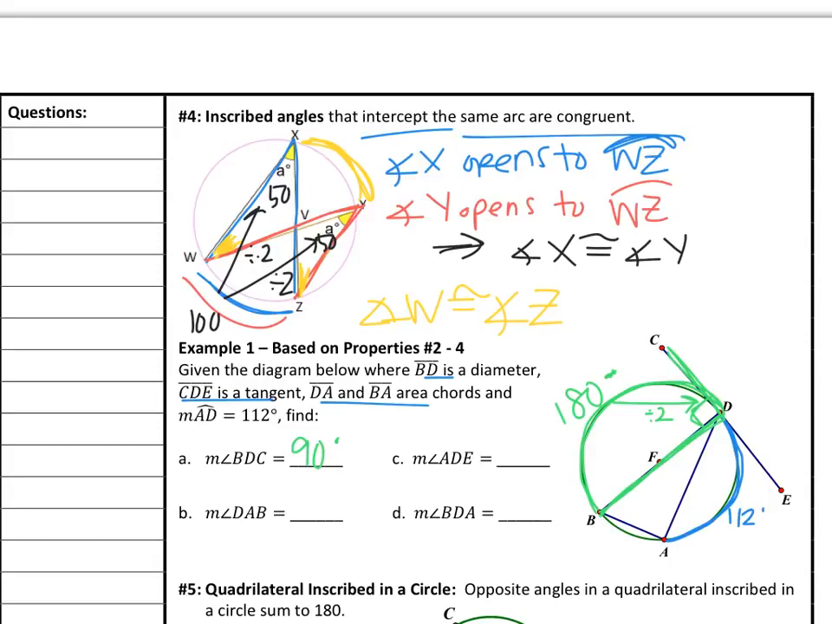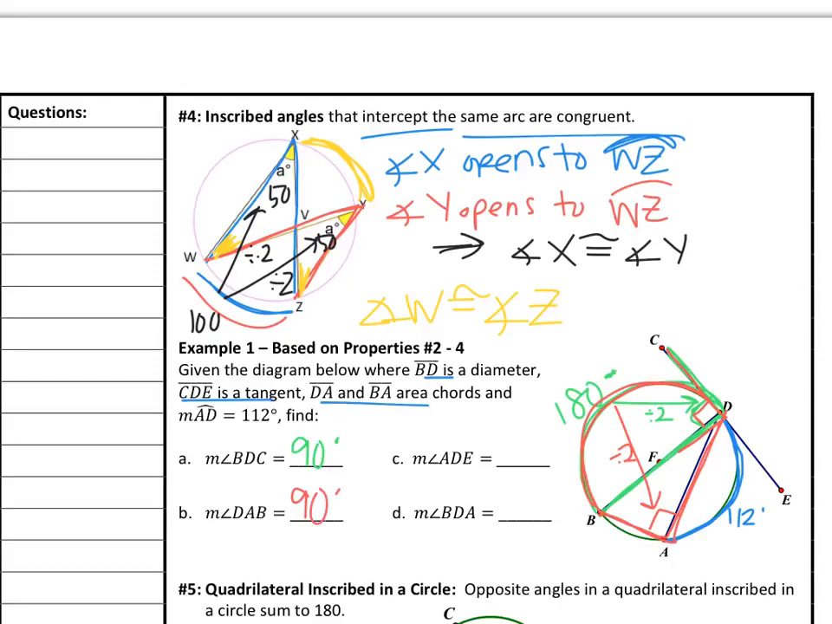The next one I need to find is angle DAB. D to A to B, and it opens up again to this semicircle. So I'm going to divide by 2 because it's an inscribed angle, and I find out that that's 90 degrees. So those are the two special properties we talked about. A right angle in a semicircle is always formed when it's inscribed, and a tangent is always perpendicular to a diameter or to a radius, forming right angles.